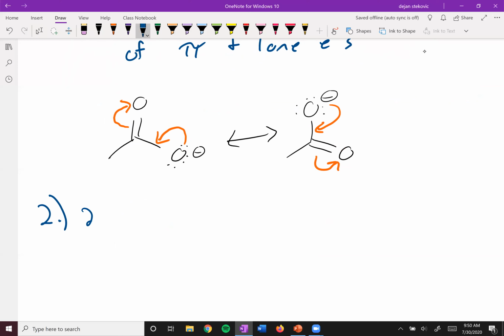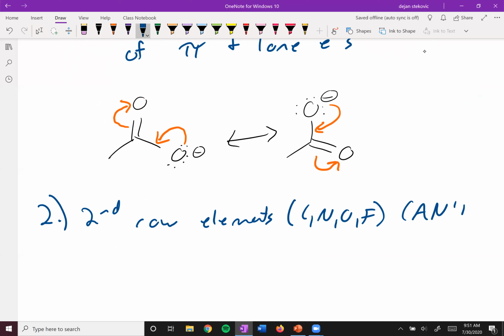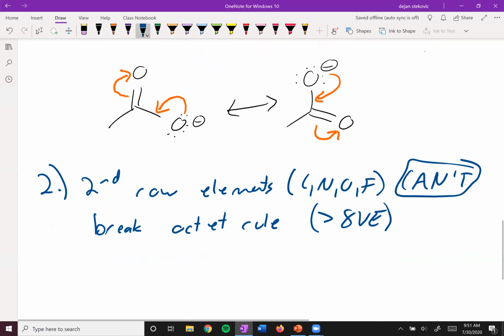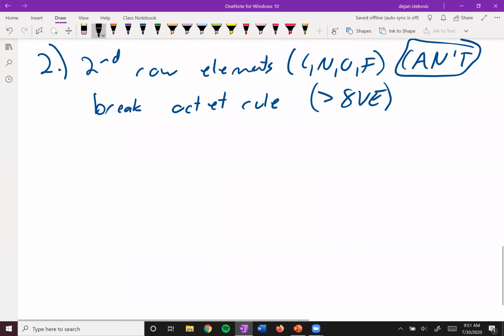There's another thing that we can't do, and that's second row elements, which is mostly what we're going to be focused on. Carbon, nitrogen, oxygen, fluorine can't. They cannot break the octet rule. Specifically, they can't have more than 8 valence electrons, right? They cannot have more than 8 valence electrons. And so let's go back to our previous acetate ion example.